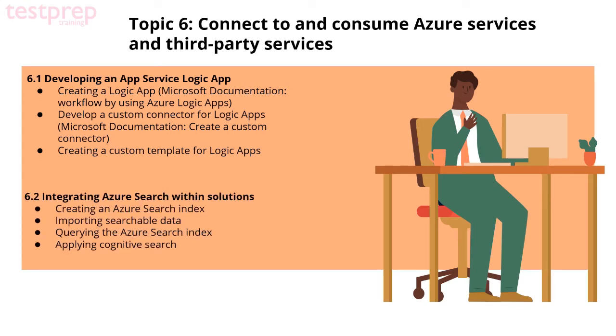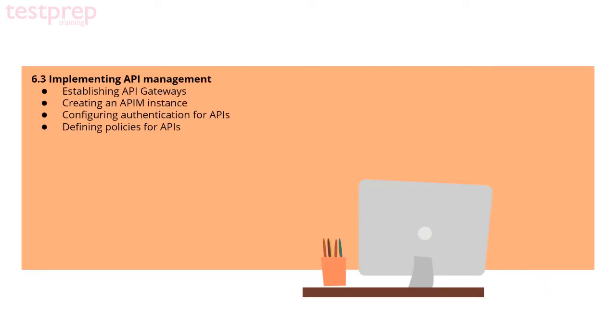Second, integrating Azure Search within solutions. It is divided into 4 parts. Creating an Azure Search Index. Importing searchable data. Querying the Azure Search Index. Applying cognitive search. Third, implementing API management. It is divided into 4 parts. Establishing API gateways. Creating an APIM instance. Configuring authentication for APIs. Defining policies for APIs.